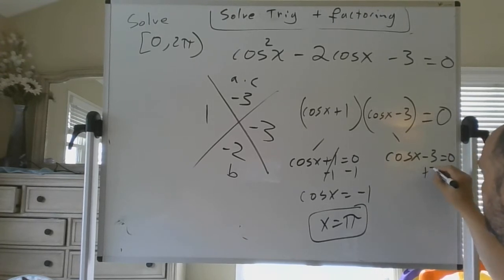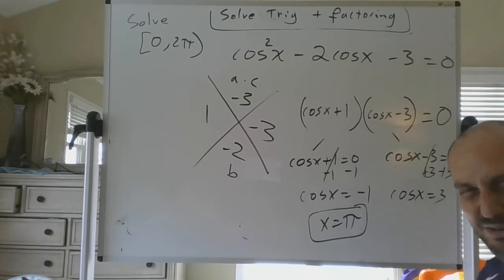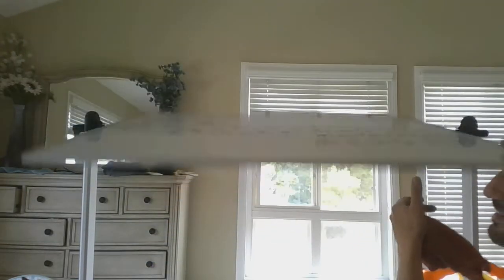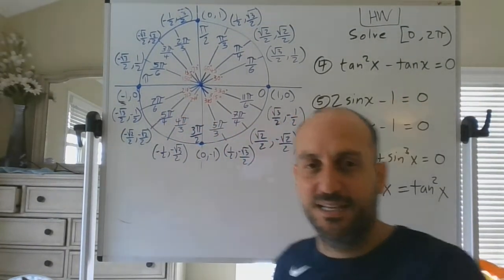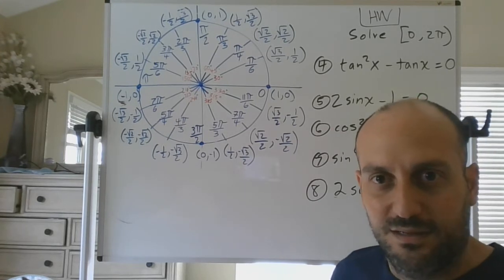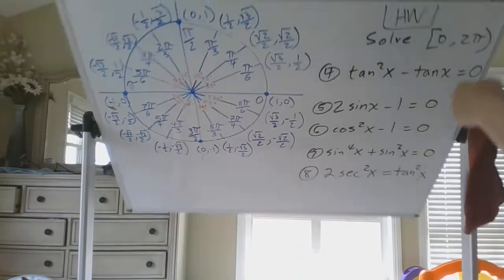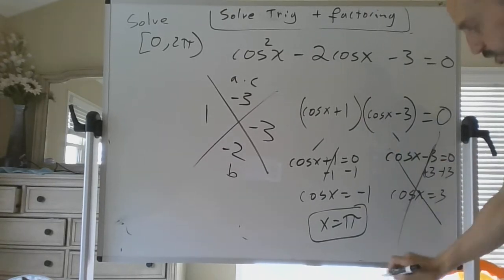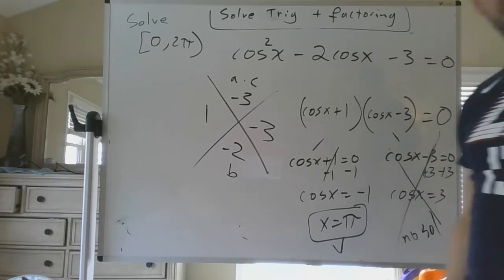Let's test the other one out now. Plus 3, plus 3. Uh-oh. Cosine of x equals 3. Where does cosine equal 3? It's not going to. The highest cosine goes to is 1 and the lowest is negative 1. It's not even going to go to 3. It's not within my parameters. It's just not going to happen. So this one is going to yield no solution. The only solution here would be x equals pi.